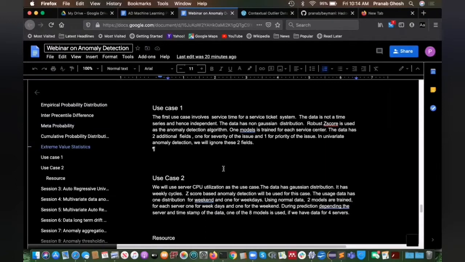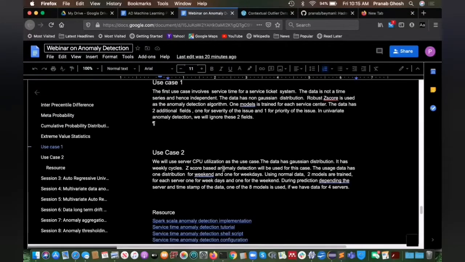The reason it's multivariate is because those two other variables, the severity and the priority, will also influence the time it takes to resolve the issue, or the service time, right?